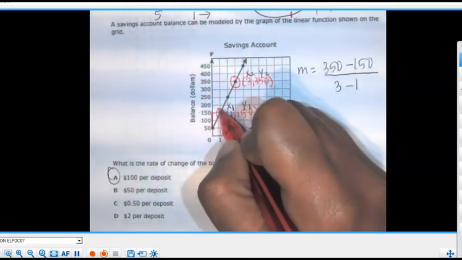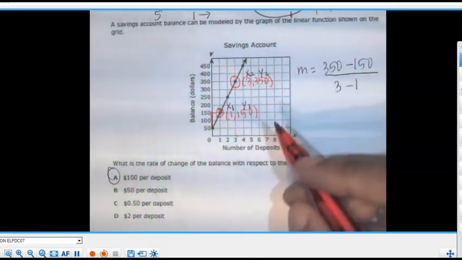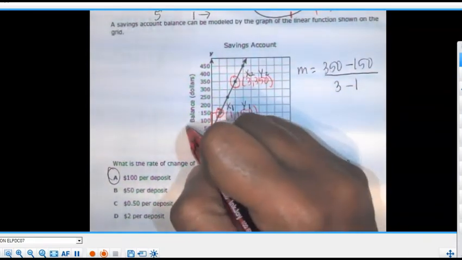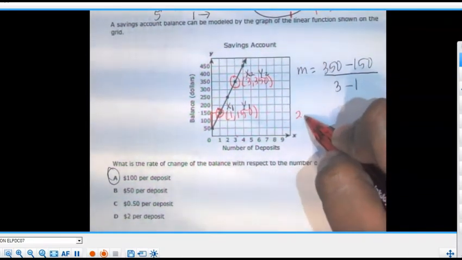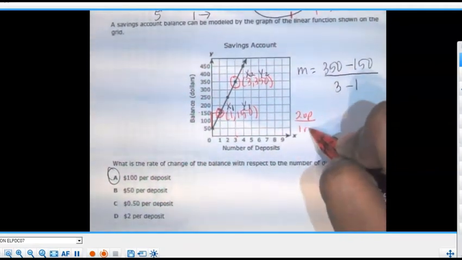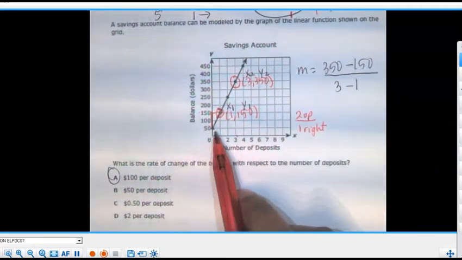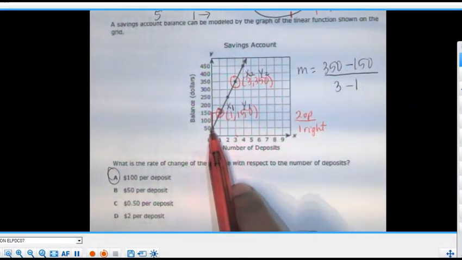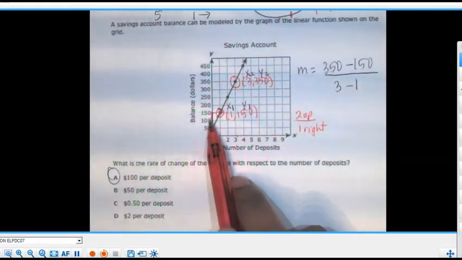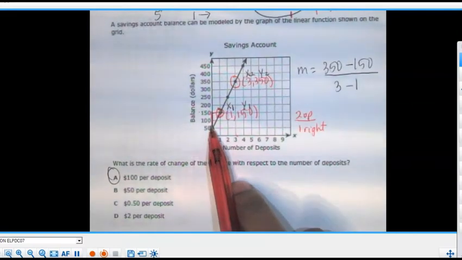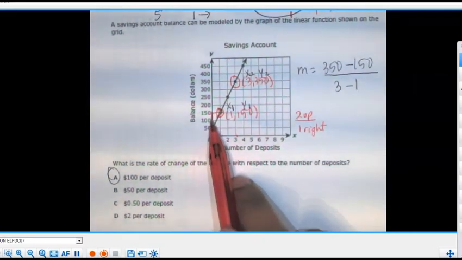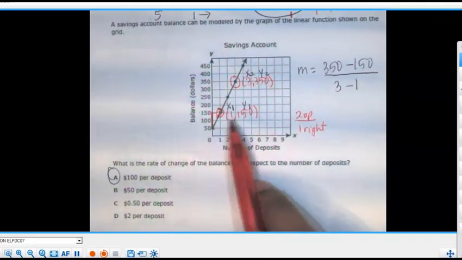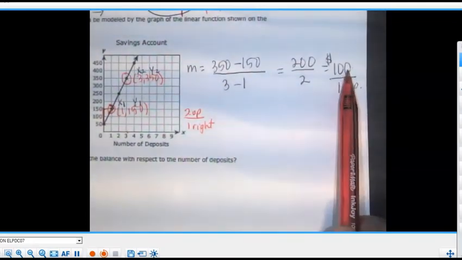So look what this is telling me. I don't have enough room, but this is going 2 up. I'll just write on the side, 2 up, 1 to the right. But every time that I jump, you guys, it's $50. You see how it went from 50 to 100? So one jump is 50 and another jump is 50. And so 50 plus 50, right? Those 2 jumps, that's 100 right there. And then when I go to the right one, that's 1 deposit. So you see how you get the same thing? It's $100 per 1 deposit.